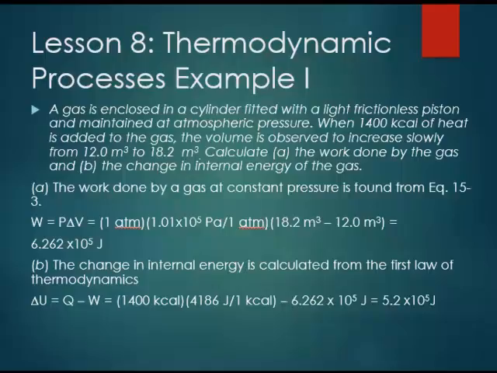A gas is enclosed in a cylinder fitted with a light frictionless piston and maintained at atmospheric pressure. When 1400 kilocalories of heat is added to the gas, the volume is observed to increase slowly from 12 cubic meters to 18.2 cubic meters. Calculate A, the work done by the gas, and B, the change in internal energy of the gas.